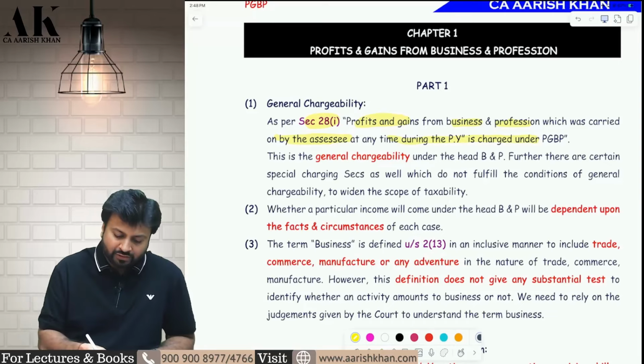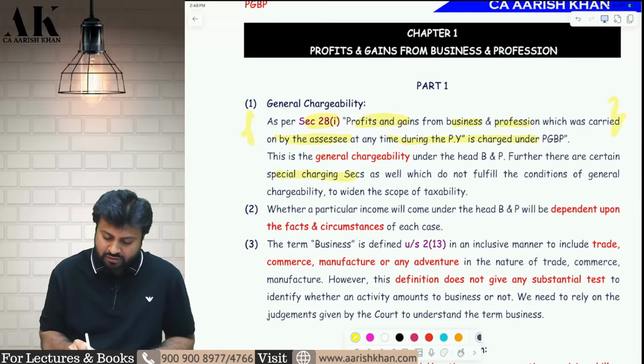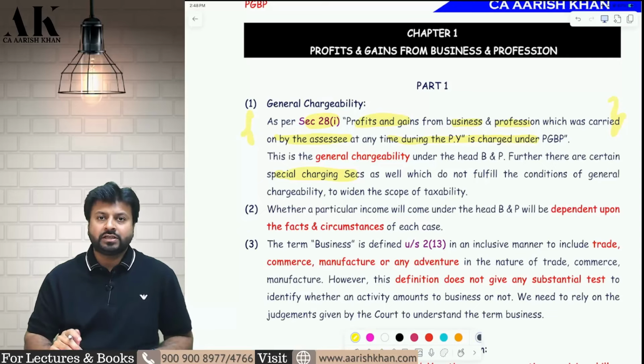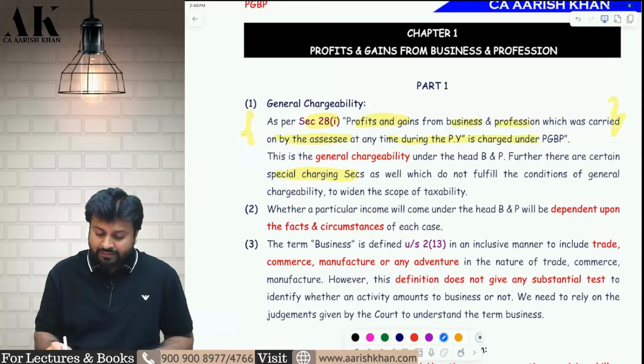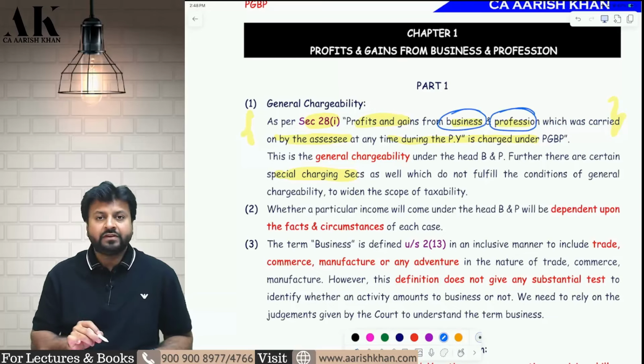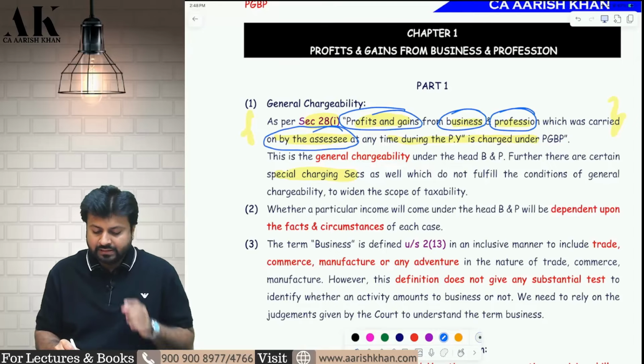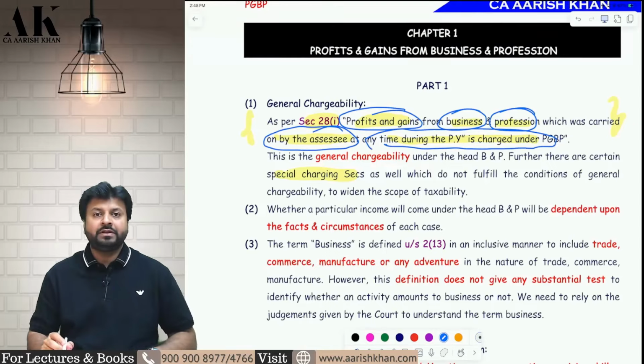If your case does not fall in this, then there are some special charging sections which we are going to do after some time. Let's talk about the general charging section. What do I mean by the term business? What do I mean by the term profession? What do I mean by the term profits and gains? What do I mean by the term carried on by an assessee? And what do I mean by the term at any time during the previous year?